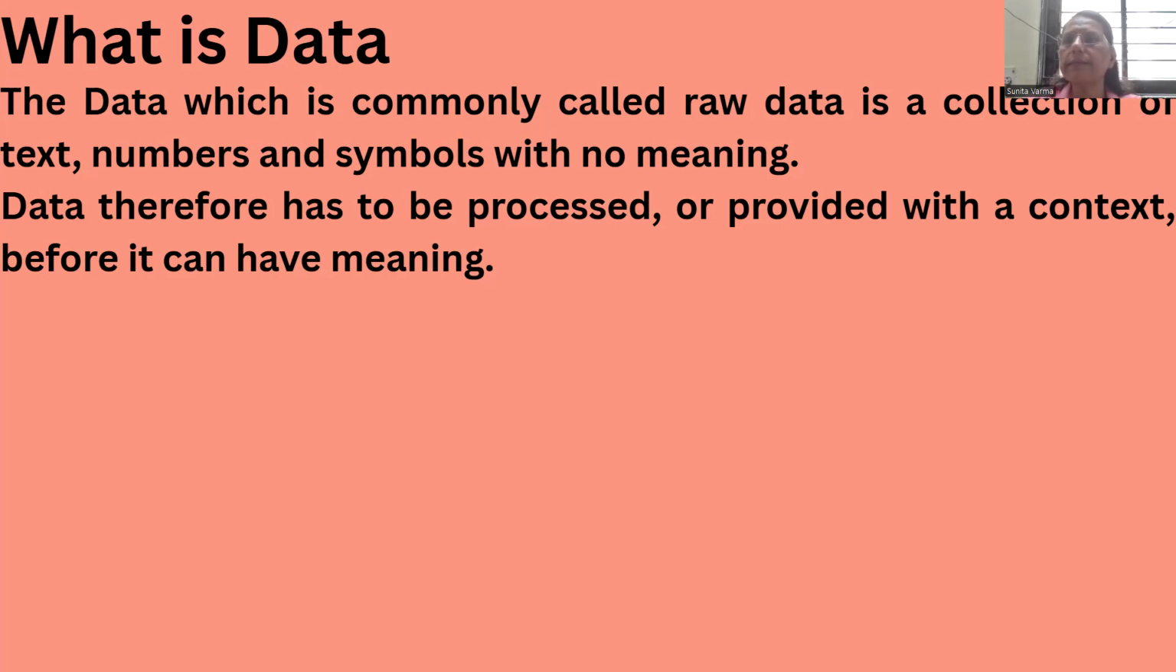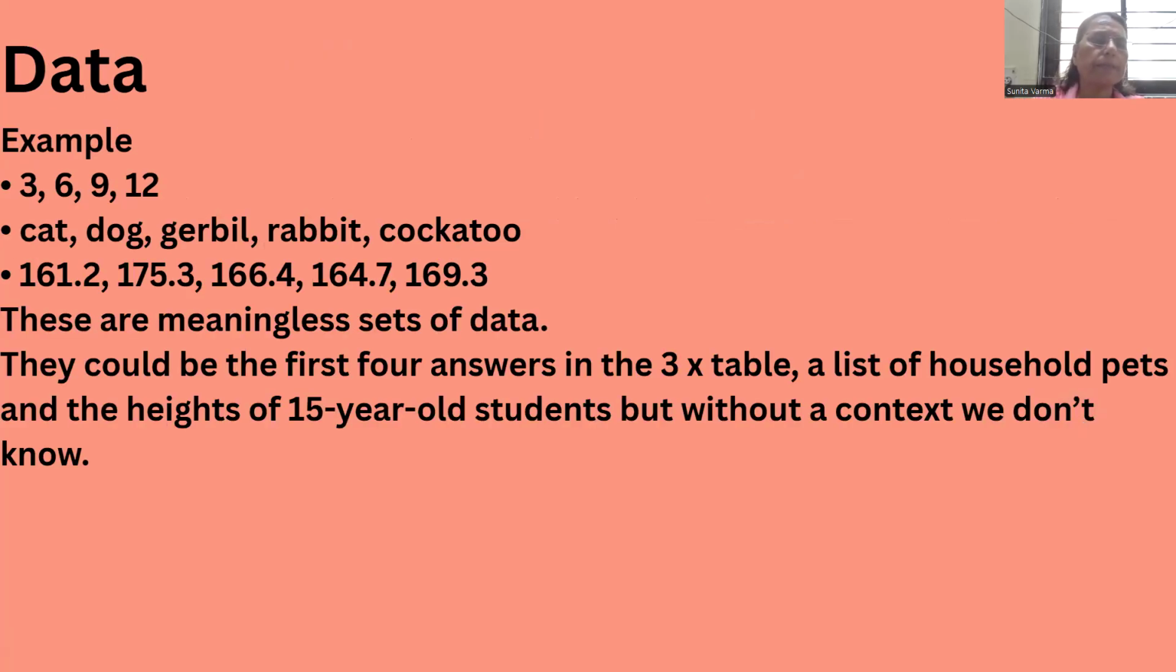To understand the concept of data, let us see some examples. Suppose there is a series of numbers 3, 6, 9, 12, or there are names of animals like cat, dog, rabbit, or certain floating point numbers. We cannot interpret anything. They are just numbers, or just names, with no meaning associated with this set of numbers or names. So they are called data.